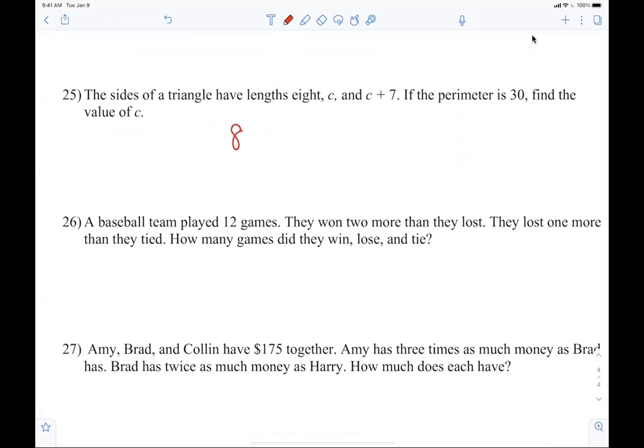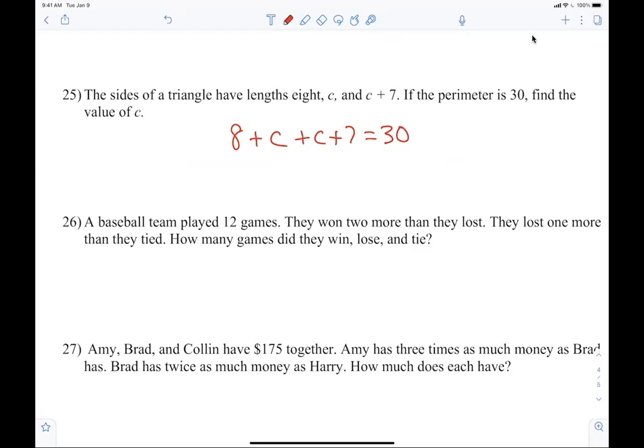A plus C plus 7 equals 30. Wow, I'm good. Now we're going to simplify that. What am I simplifying that to? All right, but I'm hoping for an answer, right?